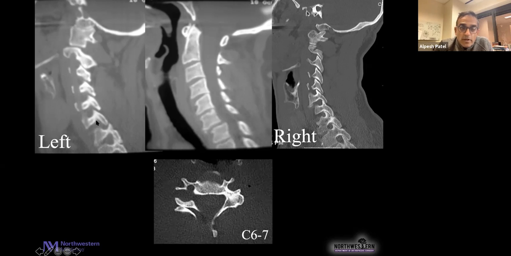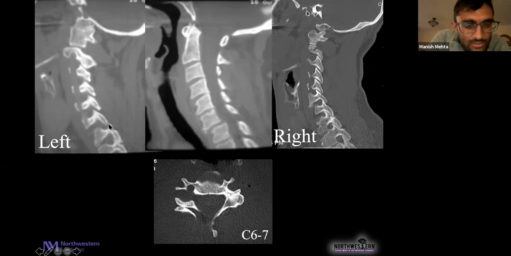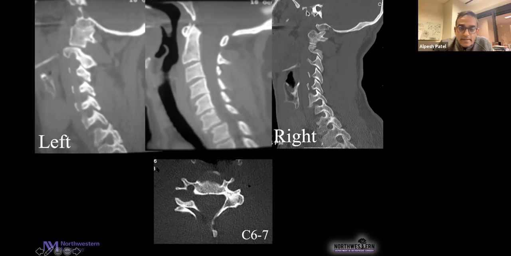What I want you to hone in on is look at the facet joint. That's the right side, not the left side. And then if you look at the axial of that level, you'll see the facets sort of sitting on top of each other, in a weird pattern, right? So 6-7 is translated. There's something going on with the facet joint. I told you he's got neck pain, and he's got arm pain as well on that side.